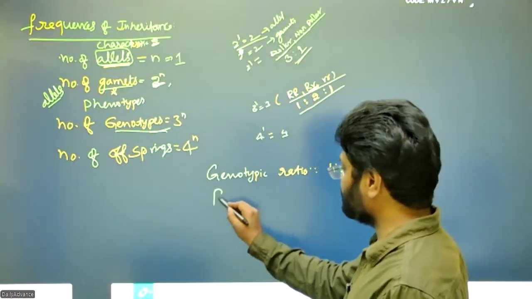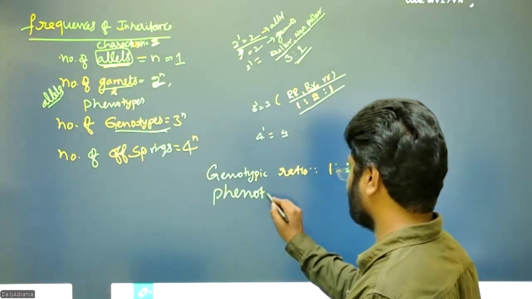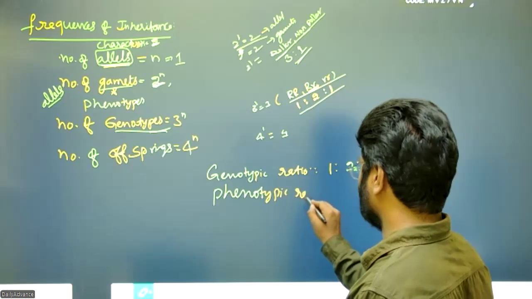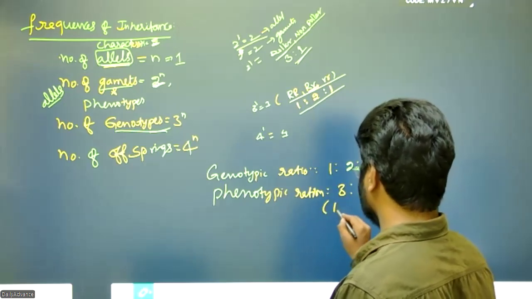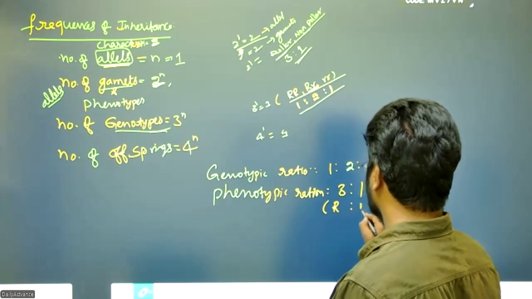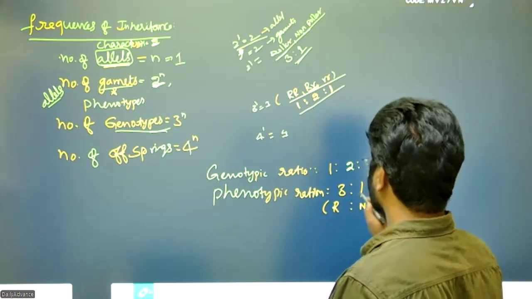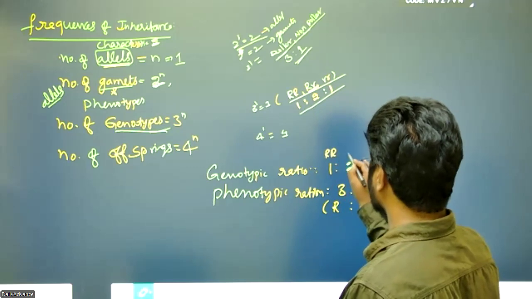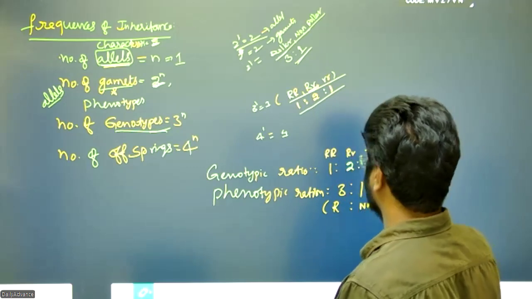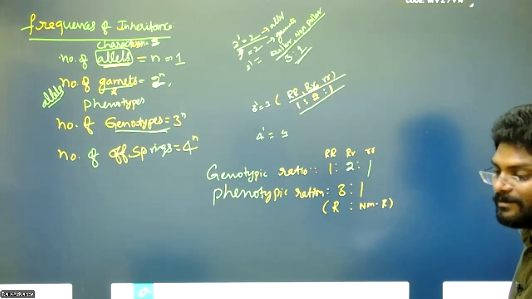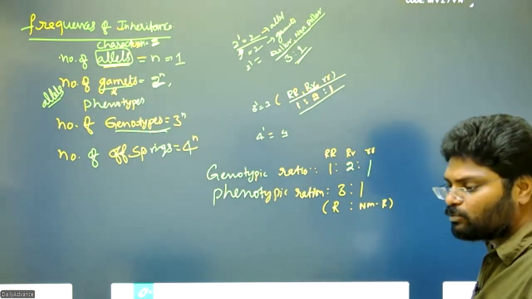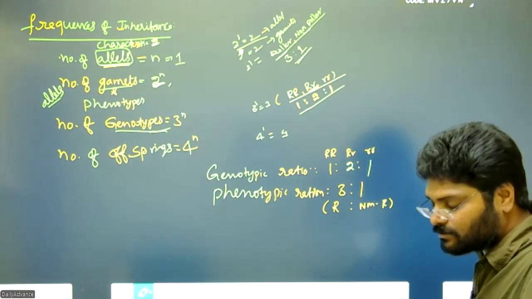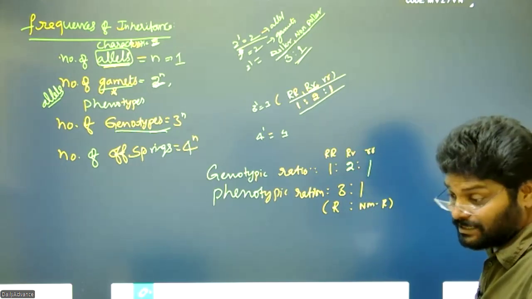The phenotypic ratio is 3 is to 1. So 3 is roller and 1 is non-roller. Of the genotypes, 1 is capital R capital R, 2 are capital R small r. So this is the formula. You will understand this formula better when we take two traits with contrasting alleles.